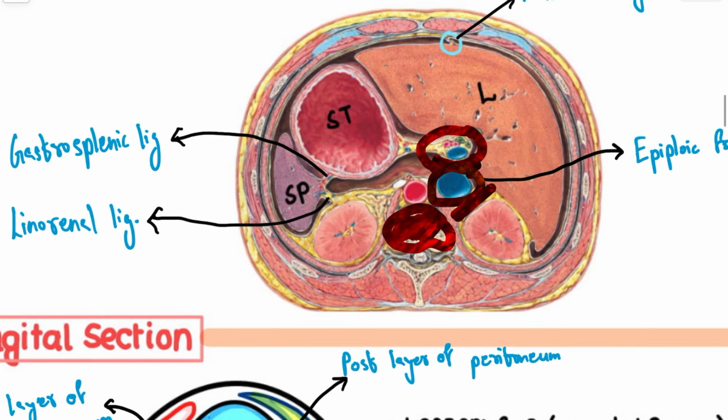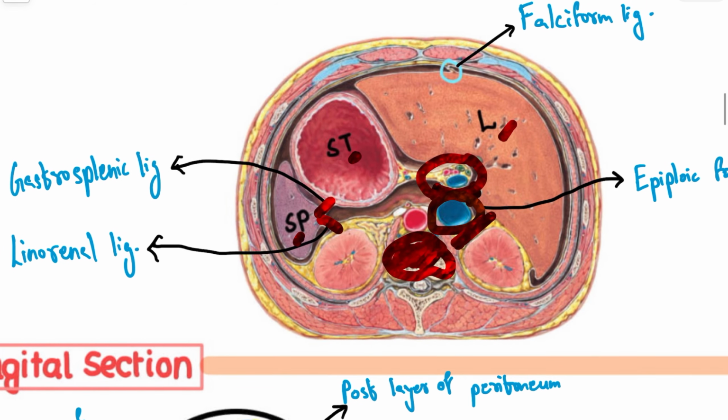Some of the organs which we can see here are the liver, the stomach, the spleen, and connecting the spleen and the kidney is the lienorenal ligament. Connecting the stomach and the spleen is the gastrosplenic ligament, and connecting the liver to the anterior abdominal wall is the falciform ligament.